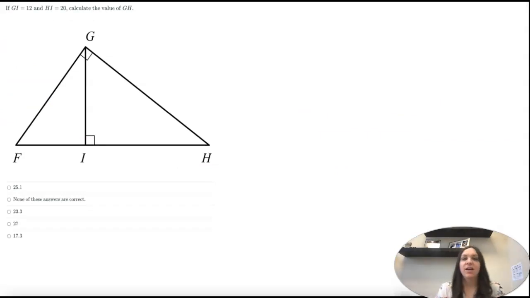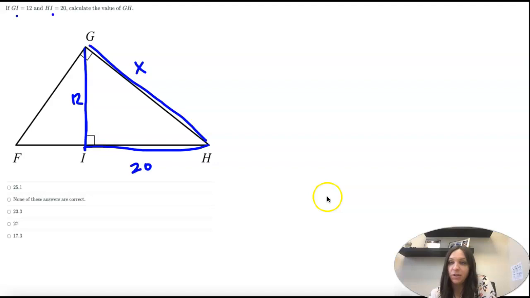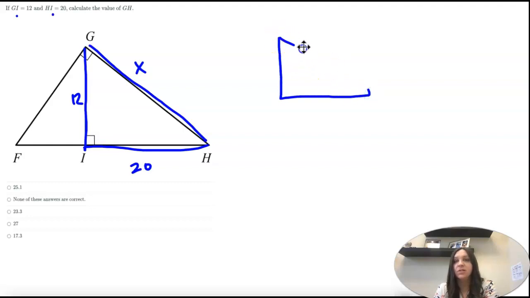Okay, let's look at this. This is just like what we did in the last section. Some of these are thrown in here, so I'm going to do another example of it. It's similar triangles. G to I is 12. H to I is 20. And we want to calculate the value of GH. So what do you notice? We just have one right triangle, right? We're not going to use the other ones.